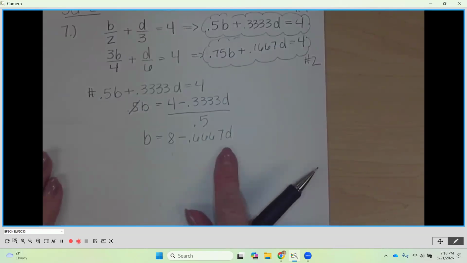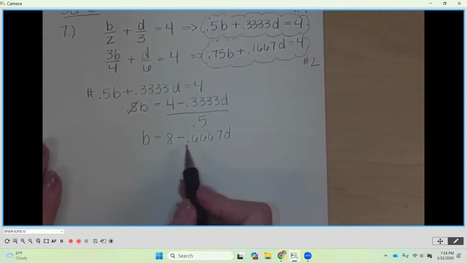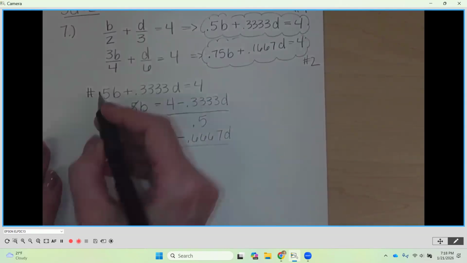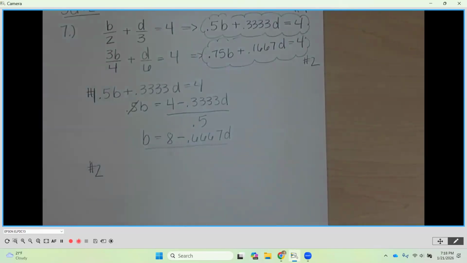Now, that's as far as I can go. I have B all by itself is equal to in terms of D, all right? So now we're gonna let that sit there, and I should put the number one there. We're gonna go to equation number 2.